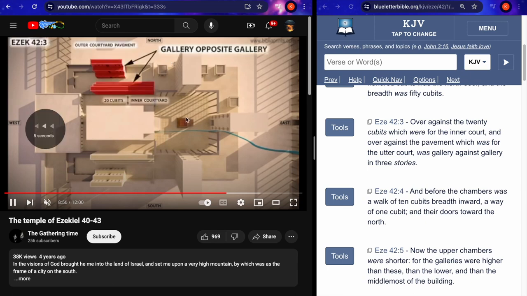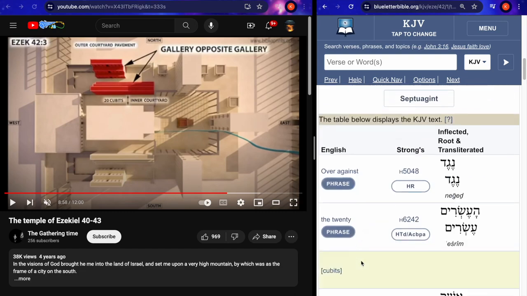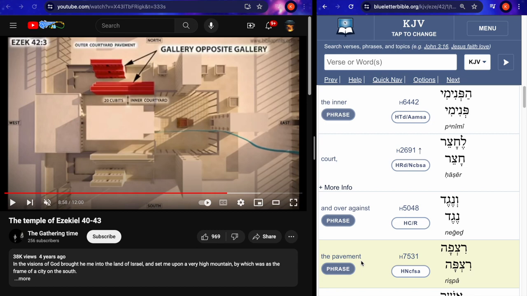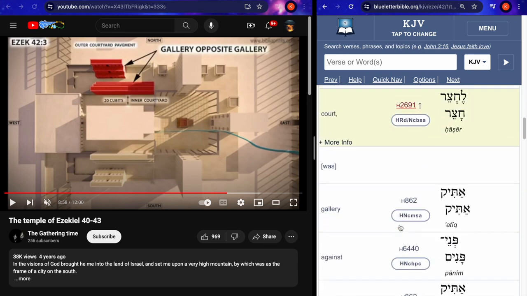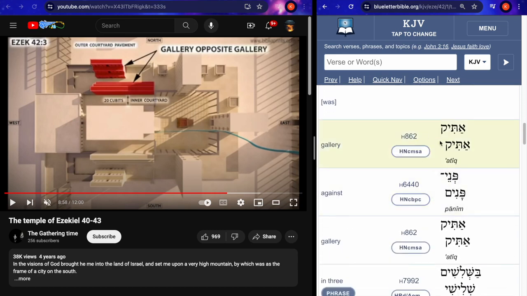Let me just go back just a little bit more, and you can see that the inner court, which is this area right here, and you can see the measurements in there. The outer courtyard pavement over there, and the gallery opposite gallery, which would be these right here. And let's look into that word gallery here in the Hebrew. Okay, let's see. There we go.